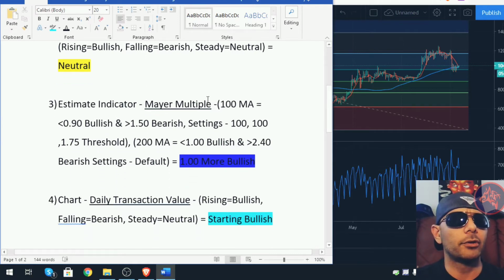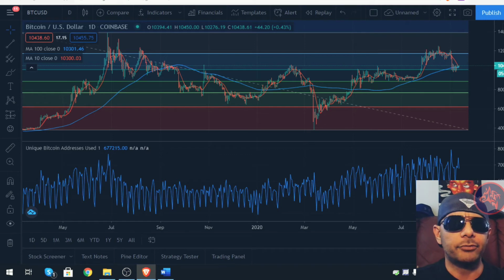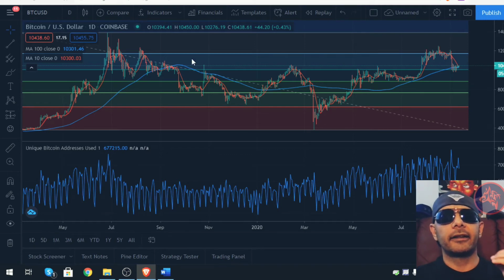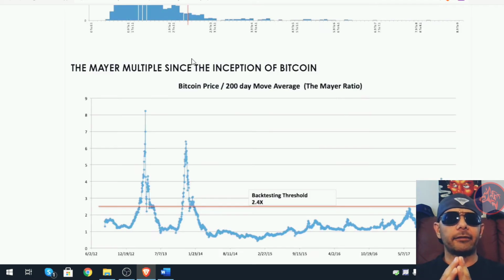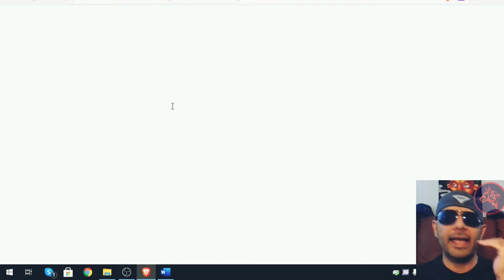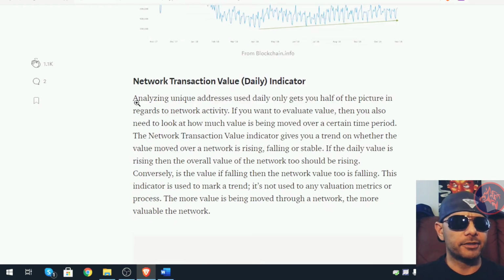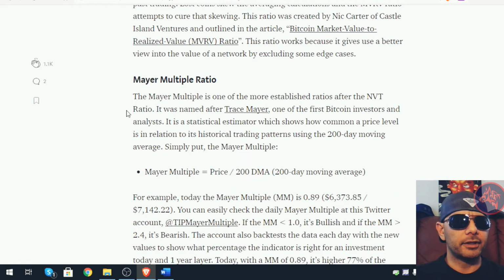So next thing we're going to go into is the Mayer multiple. The Mayer multiple is one of the macro points of view for investors. It's a great indicator for the macro point of view, and it gives you a psychological read on what's going on here. I'll explain how it works, not just what it is. Let's get into the Mayer multiple. Where is that? There you go.